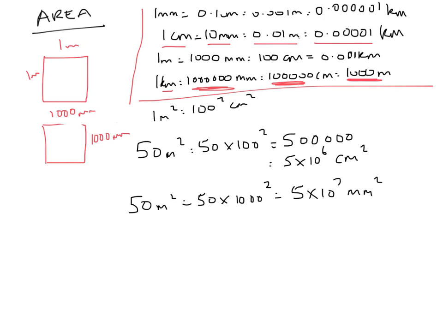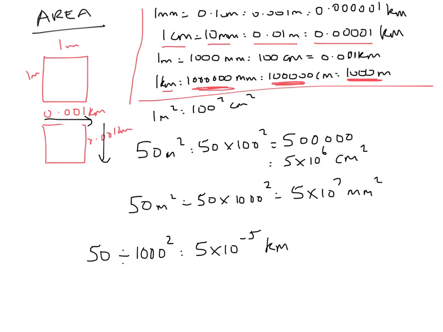Now if I wanted to go into kilometres, and it's a bit of a weird thing to do, we wouldn't normally do it of course, but this is 0.001 kilometres, 0.001 kilometres. So in each direction I've divided by 1,000, so my number's got 1,000 smaller this way and 1,000 smaller this way. So I'm going to do 50 divided by this time, because I'm going from metres to kilometres, like we practiced a minute ago in part 1. 50 divided by 1,000 squared, which is 5 times 10 to the minus 5 kilometres squared.